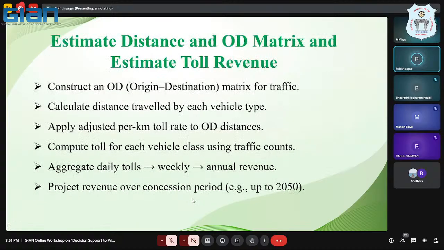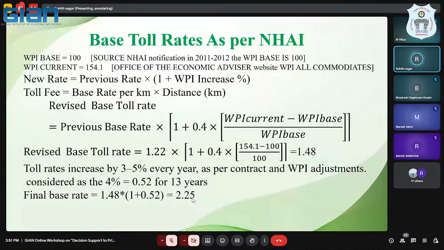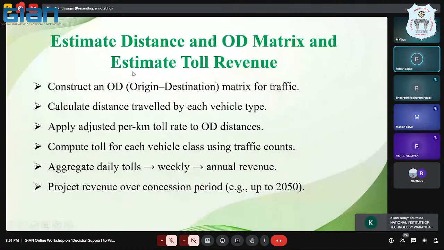And the next step: here we have got the final base rate of toll rate that we are going to use to estimate toll rate based on the distances the vehicles have traveled. So we need to estimate the distance. We need to construct an OD matrix for traffic going from origin to destination. We need to calculate the distance traveled by each vehicle type, like that. The toll rate should be different for cars, as we have discussed before.